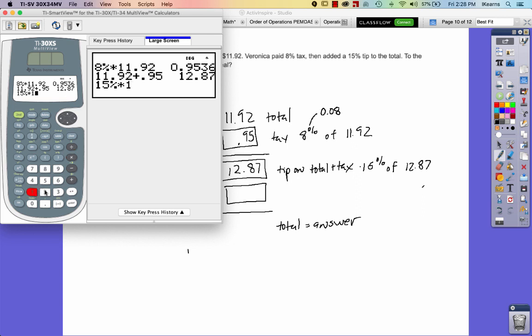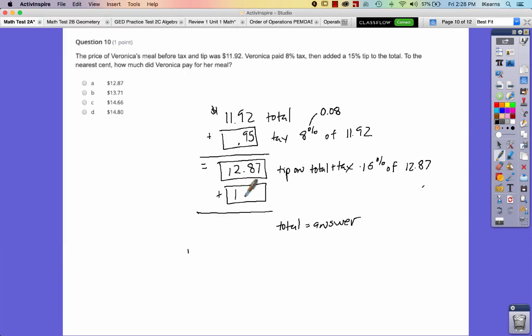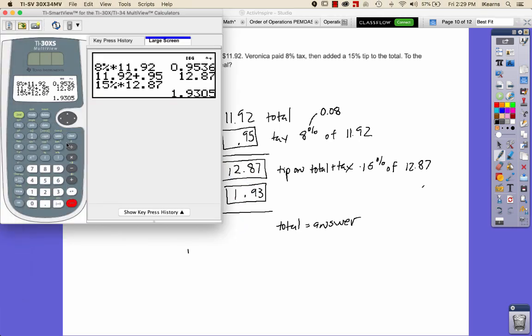Times 12.87. Hit enter, and you get $1.93. So let's add that here, $1.93. And so now we're going to add these up together, and let's see what we get. Again, continue using the calculator. If you have the calculator there, take the time and use the calculator. It will slow you down a bit and cause you to think, and most importantly, tend to get the right answer more frequently. Okay, so we add in the $12.87 plus $1.93, and we get 14.8.